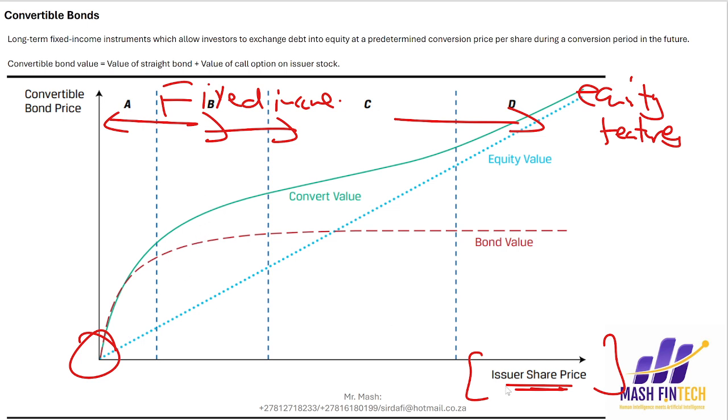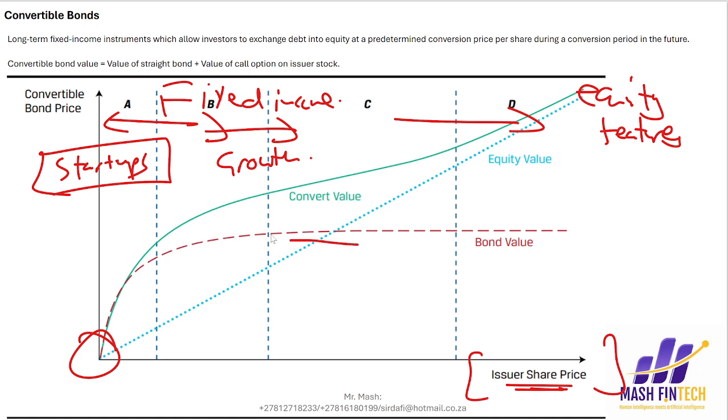And as the issuer share price rises, so here the share price is very low, and in these periods here, this is usually when you have your startups. These do not have any financial history, and it's quite low in value. The company is still starting out, and as the company grows, the value of equity increases. The bond value will initially increase until it reaches a fixed point. The value of conversion continues to rise as the value of equity also rises.